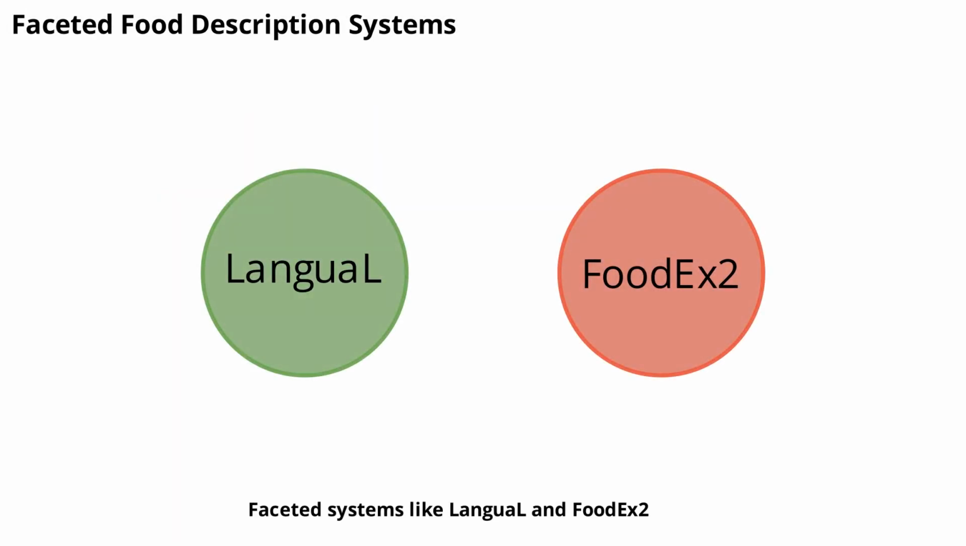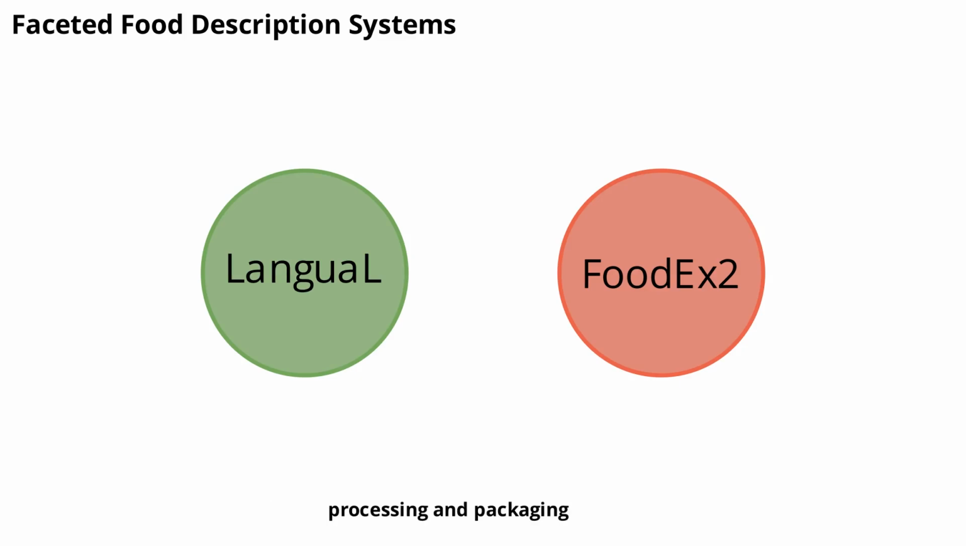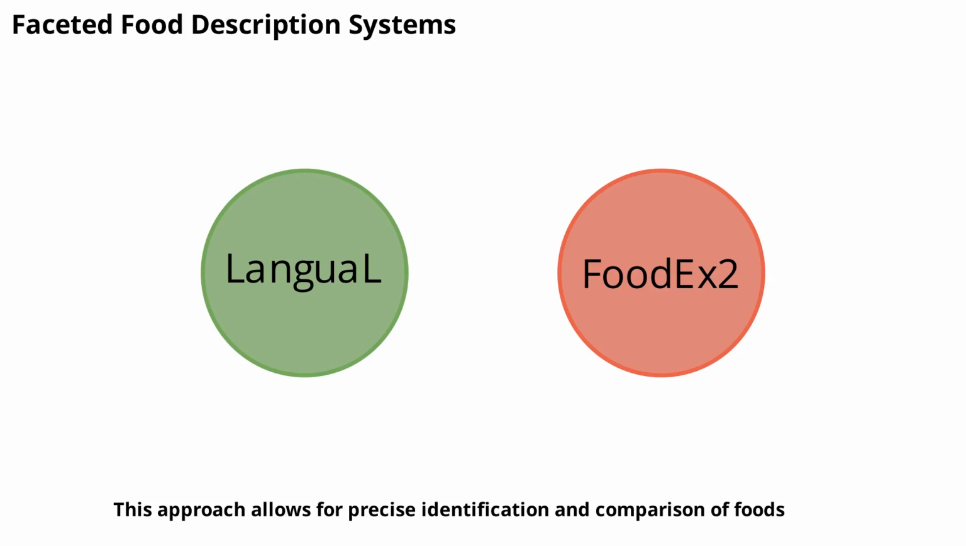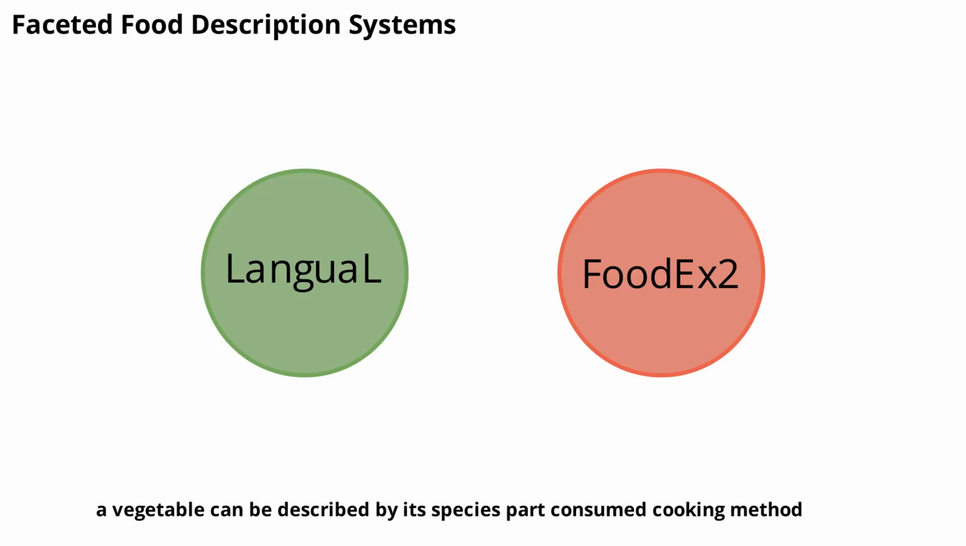Faceted systems like LanguaL and FoodEx2 break down food characteristics into multiple categories, such as source, part, processing, and packaging. This approach allows for precise identification and comparison of foods, even when names are similar. For example, a vegetable can be described by its species, part consumed, cooking method, and packaging. These systems are widely adopted in Europe and help harmonize food composition data internationally.